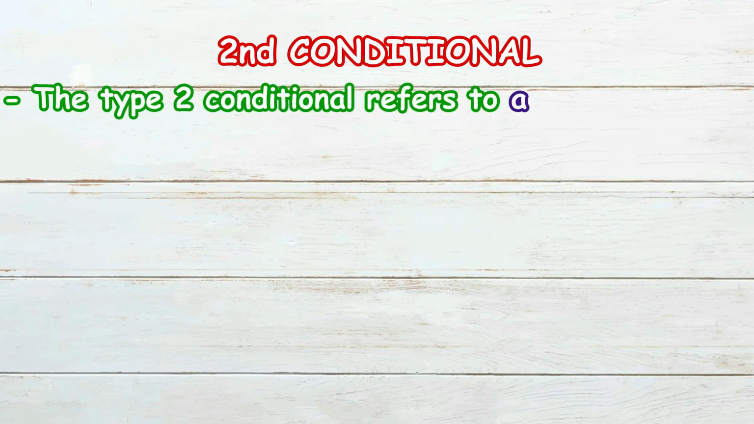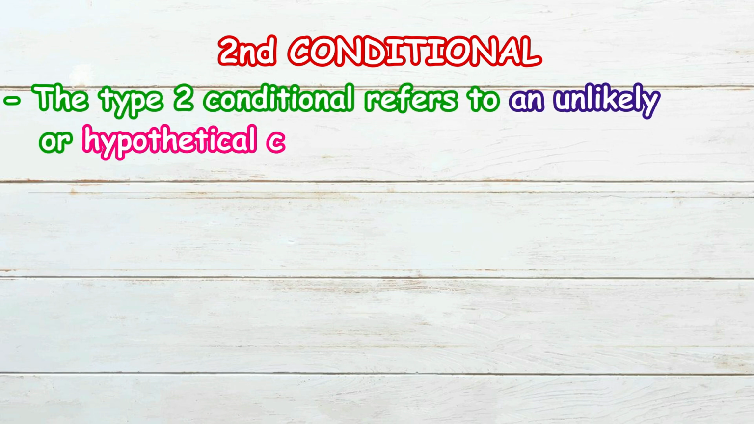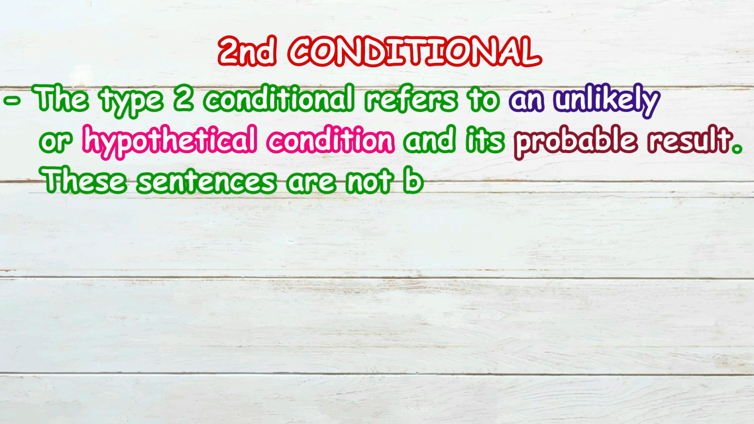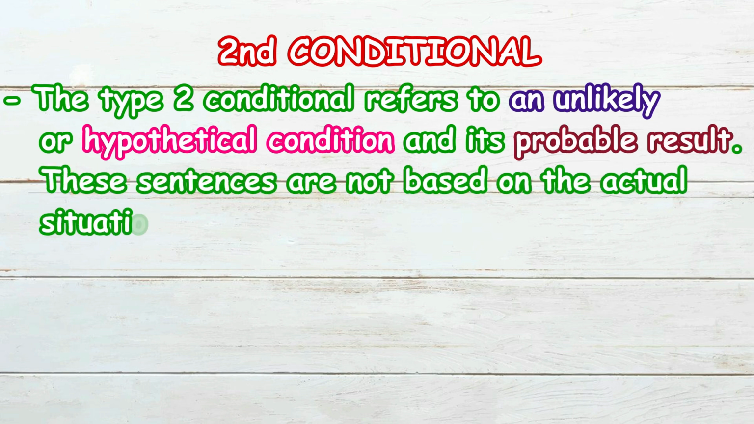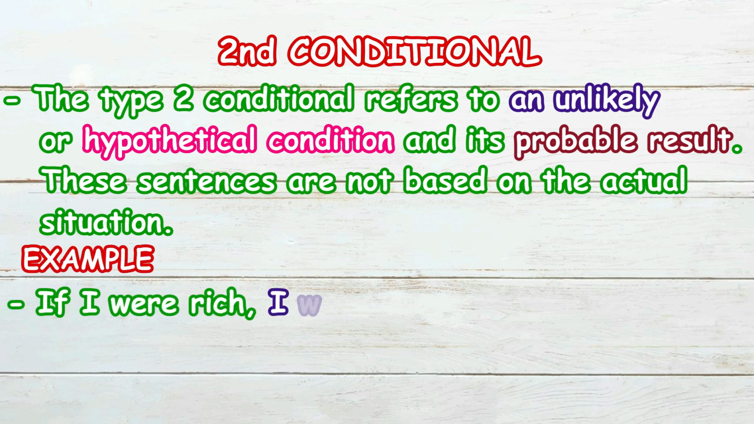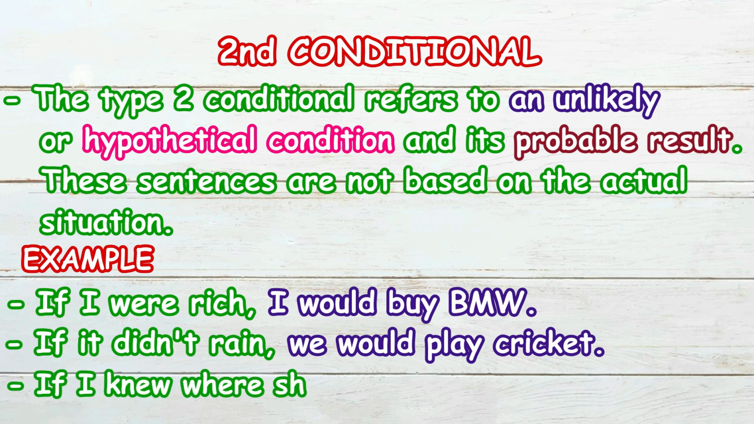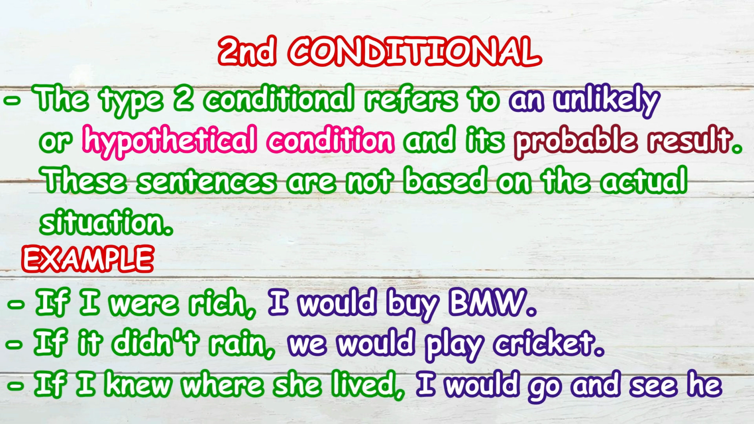The type 2 conditional refers to an unlikely or hypothetical condition and its probable result. These sentences are not based on the actual situation. For example, if I were rich, I would buy a BMW. Or if it didn't rain, we would play cricket. Or if I knew where she lived, I would go and see her.